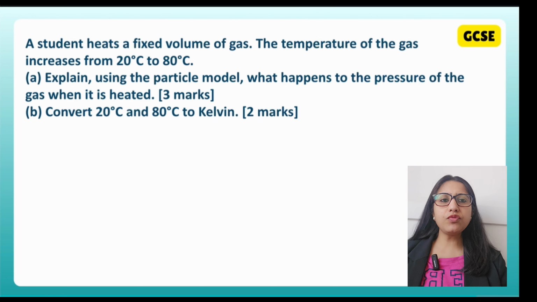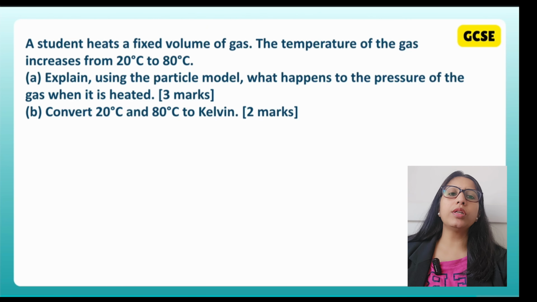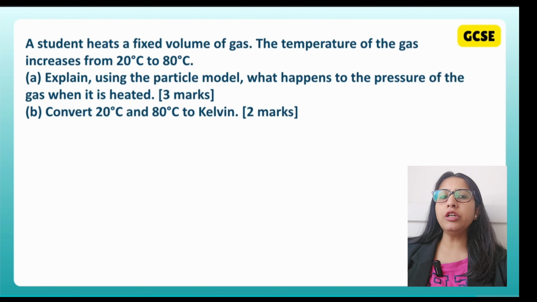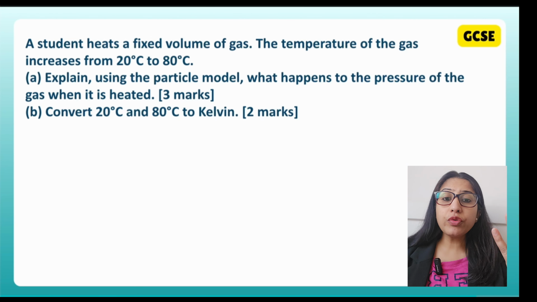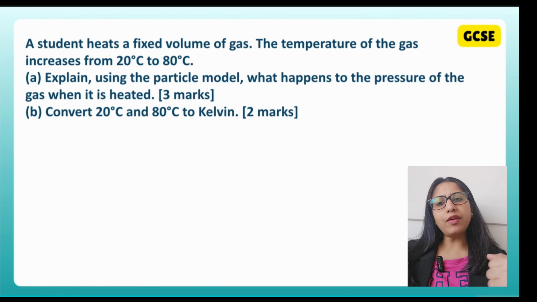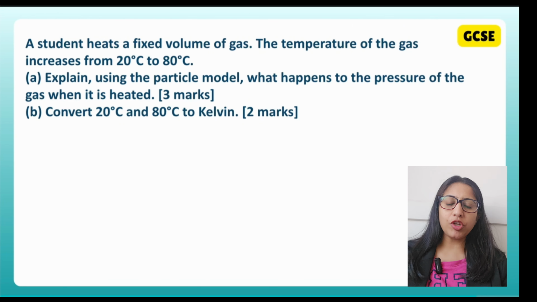A student heats a fixed volume of gas and the temperature increases from 20 to 80 degrees. Explain using the particle model what will happen to the pressure of the gas when it is heated. It is for 3 marks. Remember, we have to give 3 clear points. And secondly, we have to convert 20 degrees and 80 degrees to Kelvin temperature for 2 marks. So each conversion for 1 mark. Let's start thinking like an examiner and do this question together.